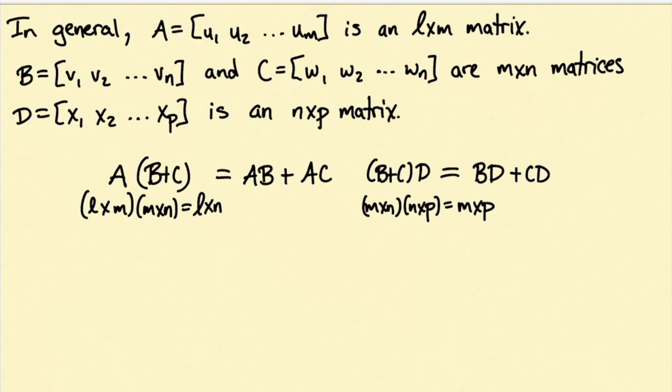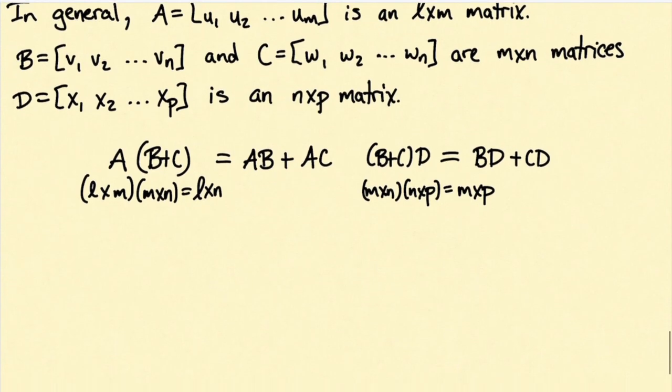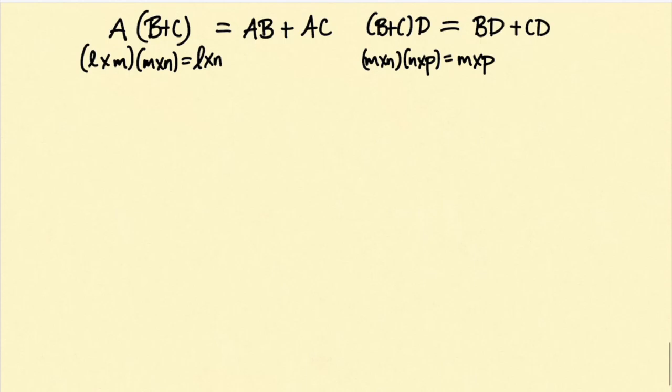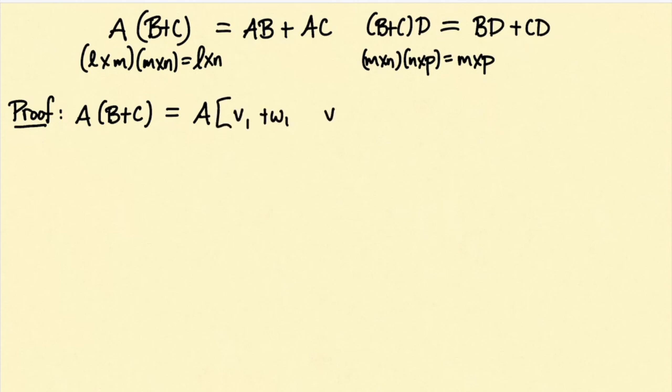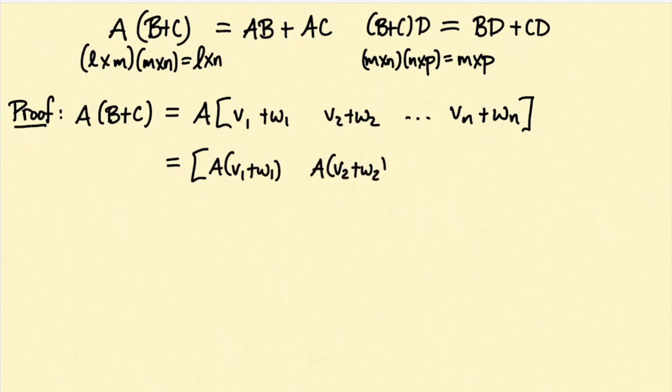And again, to give you an idea of why this should be true, we can use the previous result where our third matrix was a vector to generalize. So we start out with A multiplied by (B plus C). We'll write out the matrix B plus C as V1 plus W1, V2 plus W2, down to Vn plus Wn. Next, we'll multiply this matrix by A. That means we multiply each of the columns by A.